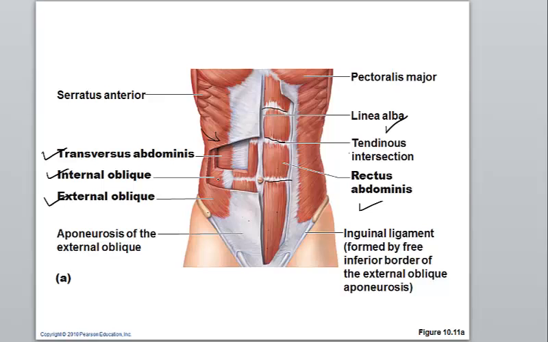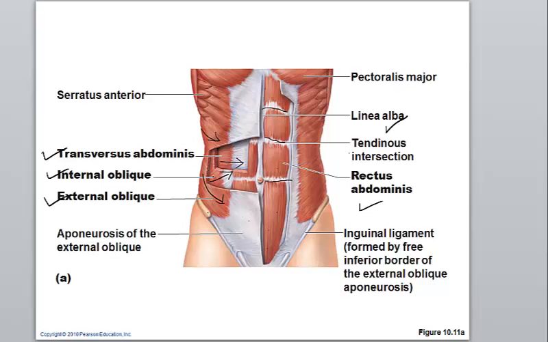Now let's look at the internal obliques. Your internal obliques, on the other hand, start off at the iliac crest over here and go all the way to the linea alba, and to the ribs. So your muscles are going diagonally. The external oblique goes in this direction, and your internal oblique goes in the opposite direction. Transverse abdominis runs straight.